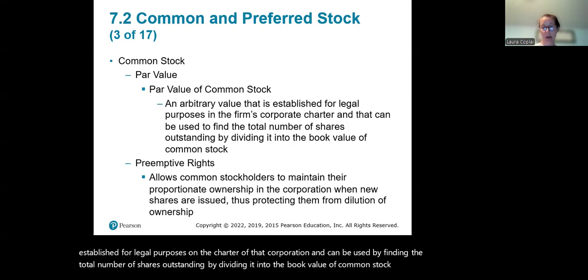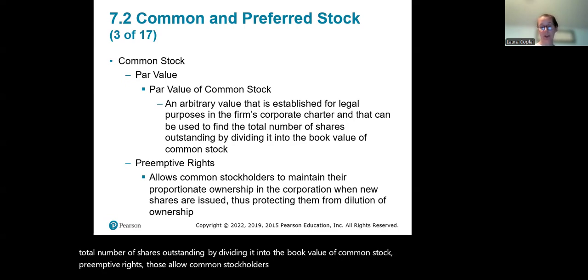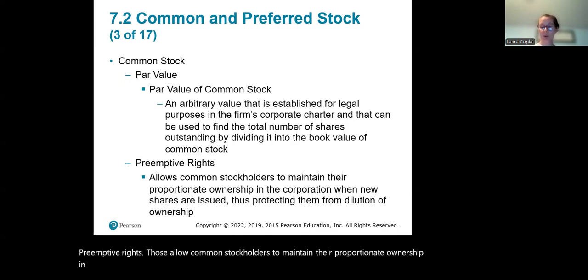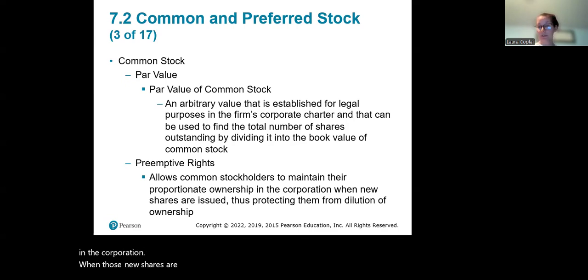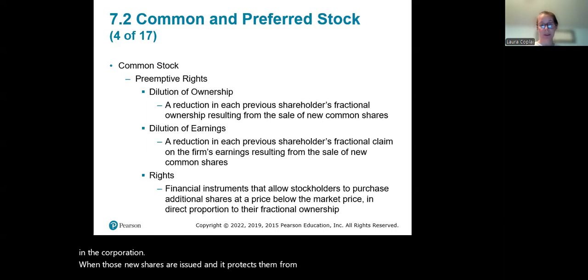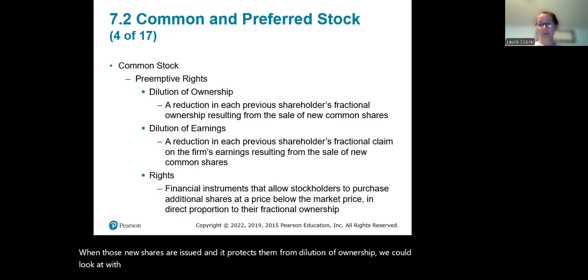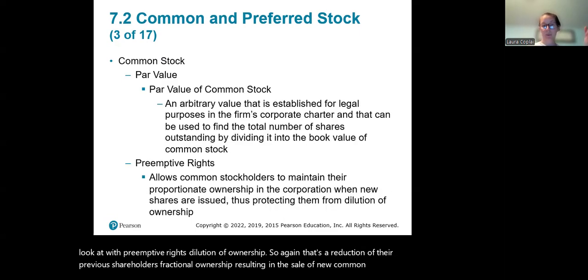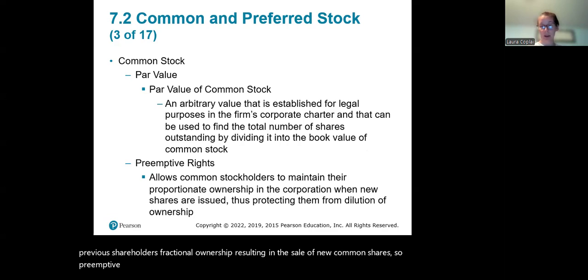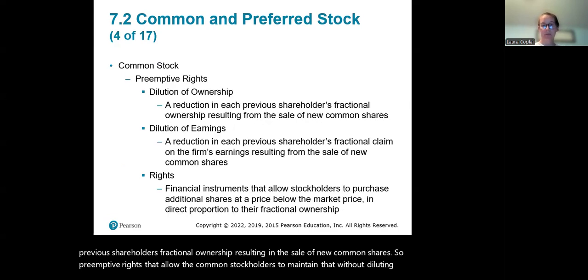Preemptive rights: those allow common stockholders to maintain their proportionate ownership in the corporation when new shares are issued, and it protects them from dilution of ownership. We could look at, with preemptive rights, dilution of ownership. So again, that's a reduction of the previous shareholders' fractional ownership, resulting from the sale of new common shares. So preemptive rights allow the common stockholders to maintain that without diluting their ownership.